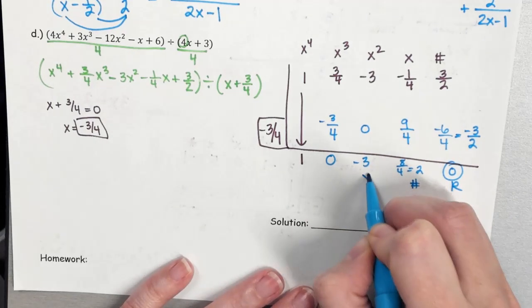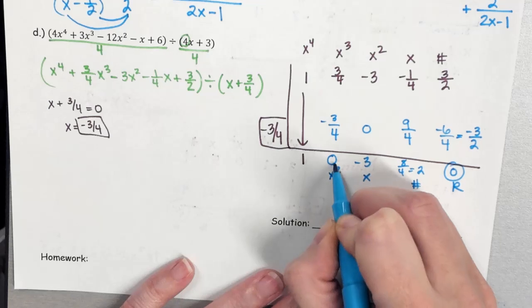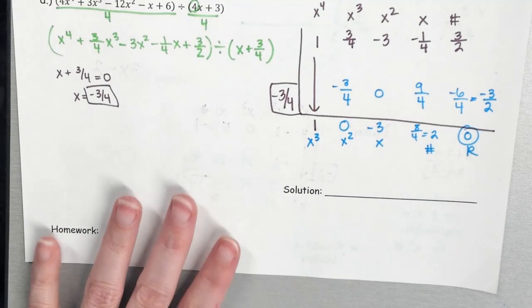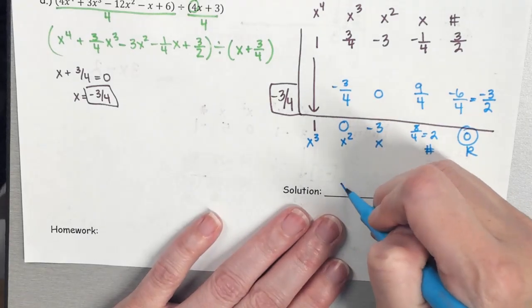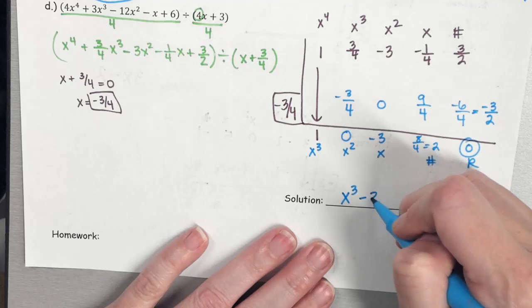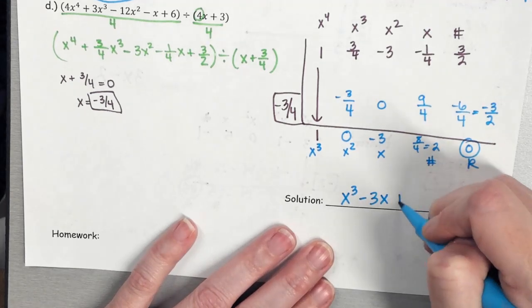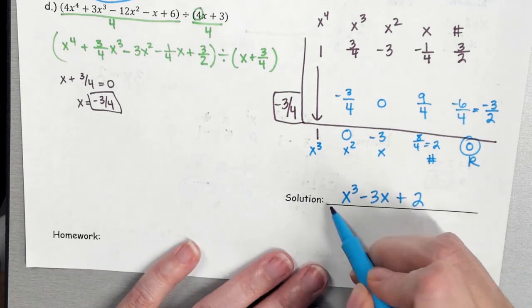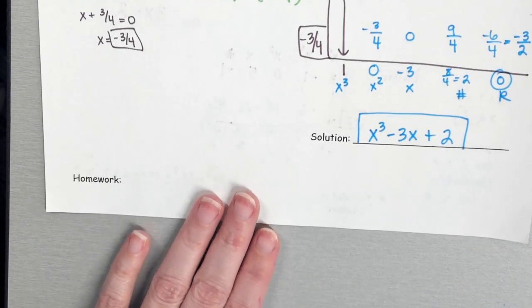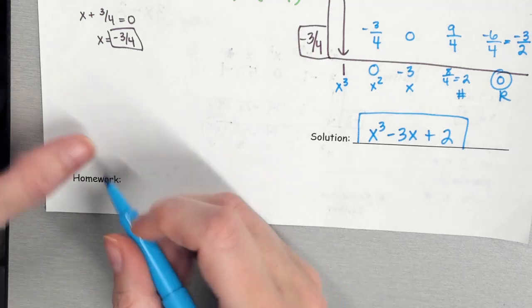This is your constant coefficient of x. There's no coefficient for x squared. So when you're writing your answer, you do not have to write 0x squared. Okay, it's proper not to write it. So you have 1x cubed minus 3x plus 2. Okay, and then that is your final answer.